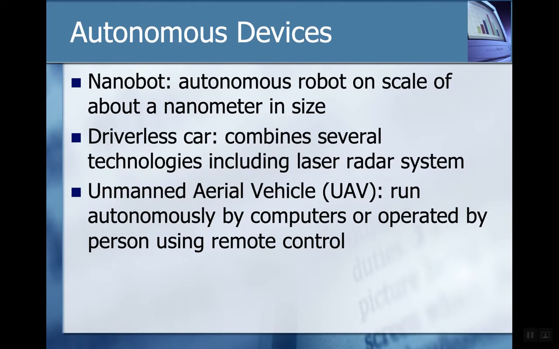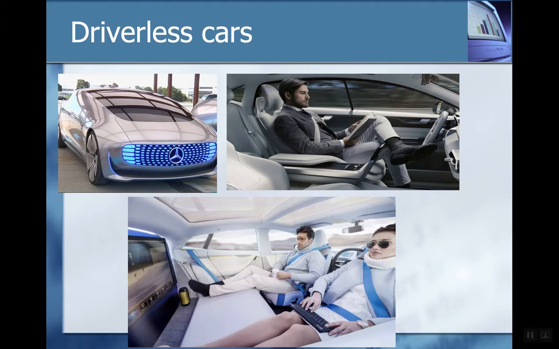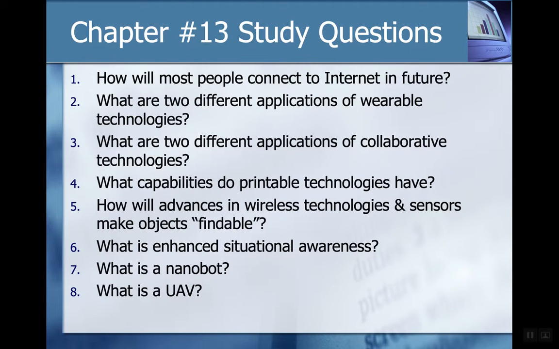And then the idea of unmanned aerial vehicles, basically automated drones. We've seen this now, particularly in military environments, where the drone has become, in the 21st century, a very significant tool. So we're going to see more of this. Some examples are driverless cars, and that is a quick peek at the future.